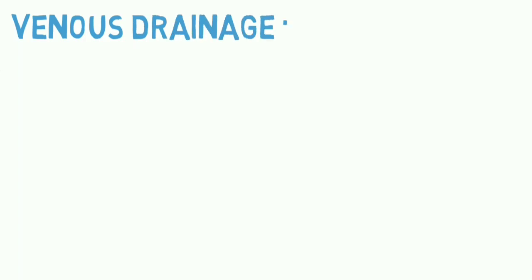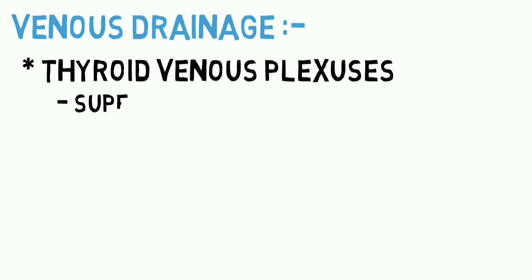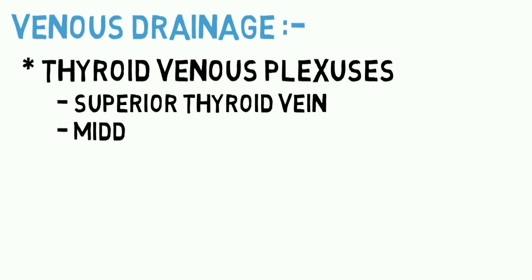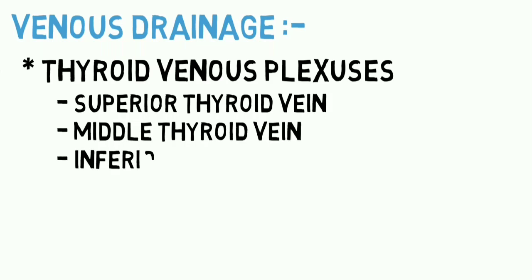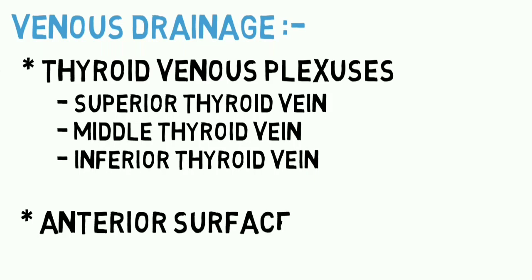Now let's see about the venous drainage of the thyroid gland. All the veins which drain the thyroid unite to form thyroid venous plexuses and drain the thyroid gland. It is formed by the union of the superior thyroid vein, middle thyroid vein, and inferior thyroid vein. The thyroid venous plexus is situated on the anterior surface of the thyroid gland.